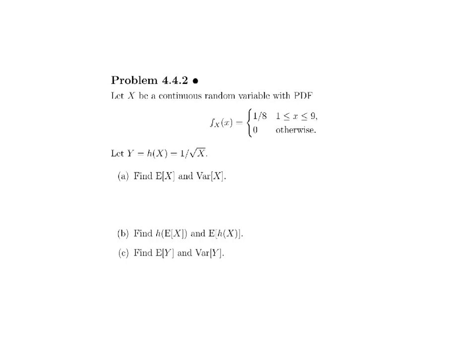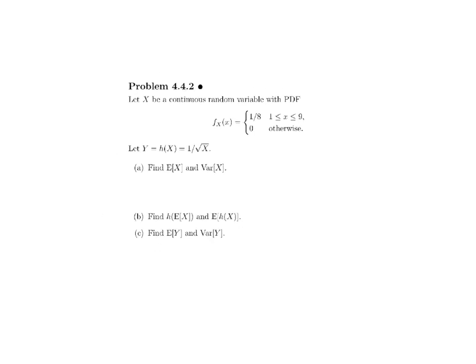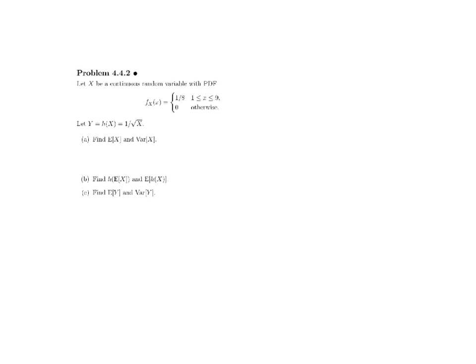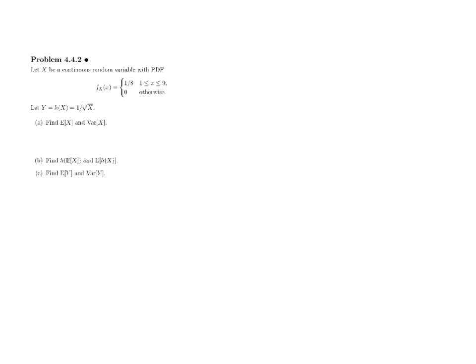This is the problem 4.2. We have another continuous random variable x, and the PDF of this random variable was given to us. Then we have another random variable y that is a function of x, and the relationship between x and y is y equals 1 over radical x. In the first section, we are asked what is the expectation value of x and what is the variance of x. So we calculate these two parameters for random variable x.